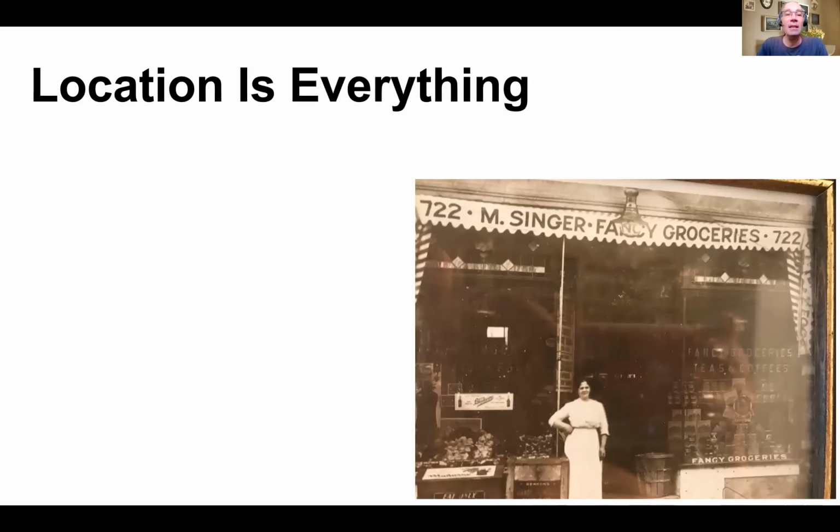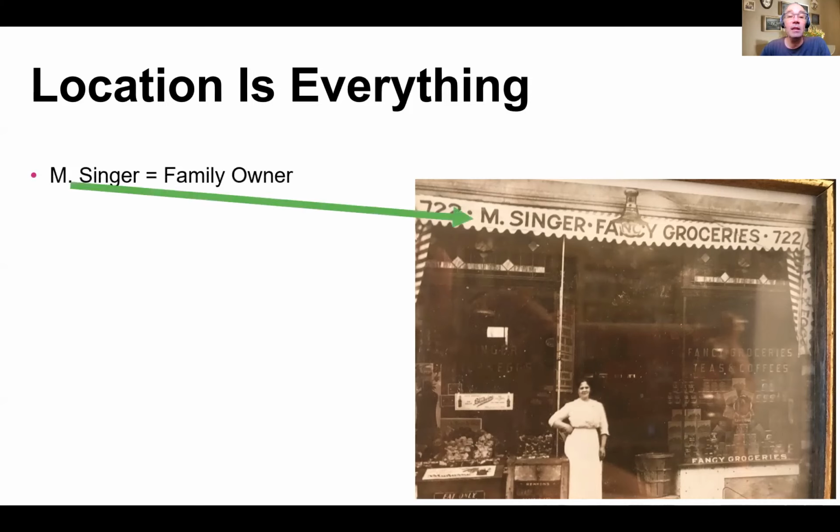And this is exactly what I had to do when, in my family, I was passed this picture, allegedly from a family member in New York. Just by looking at the picture, I could already identify some details. Well, it's very clear that this store belongs to M. Singer. This is the owner, right? That's the name of the store.